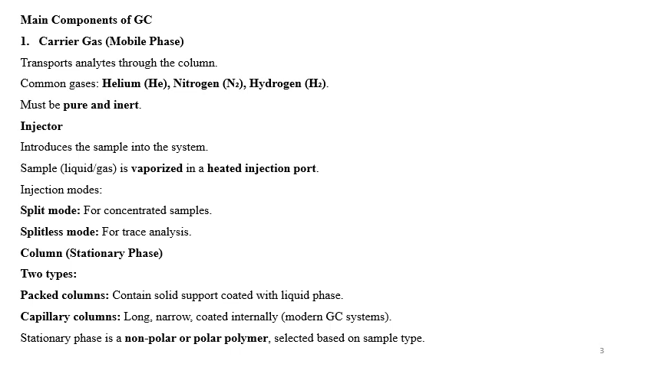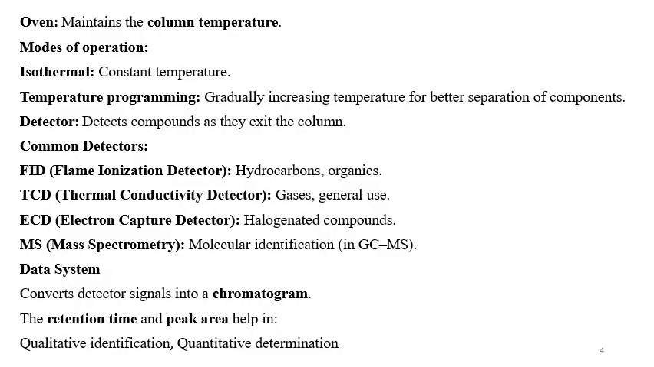Next is the column, that is the stationary phase. Two types of columns are there: packed columns and capillary columns. Packed columns contain a solid support coated with the liquid phase, and capillary columns are long, narrow and coated internally. Modern GC systems are equipped with capillary columns. The stationary phase is a non-polar or polar polymer selected based on the sample. Then the oven, which maintains the column temperature.